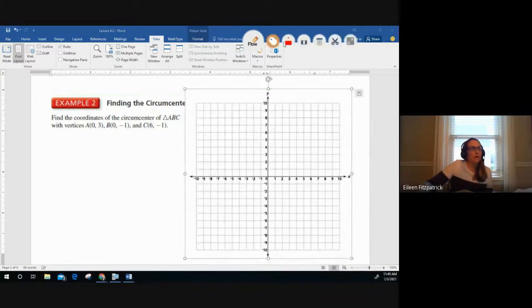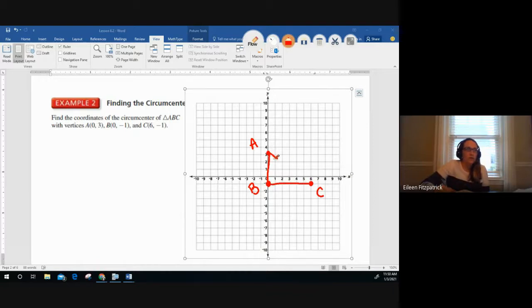Okay, so we have point A at 0, 3. Here's point A. Point B is at 0, -1. Oh, wrong spot. Sorry. To go down. That's point B. And then point C is at 6, -1. All right, so we'll draw the triangle.